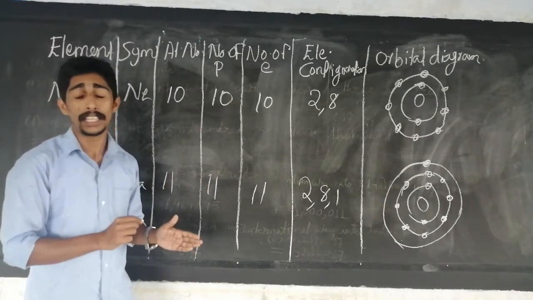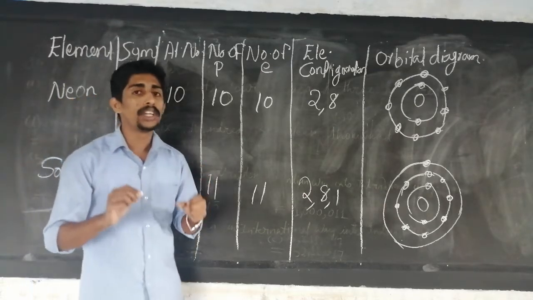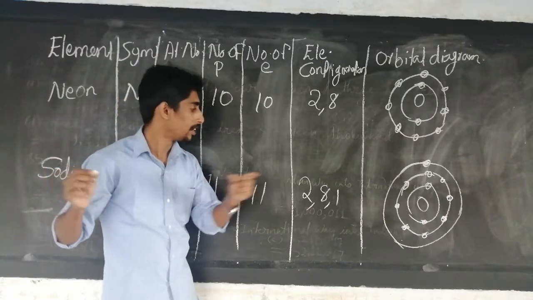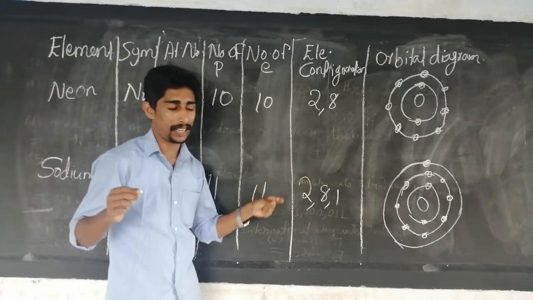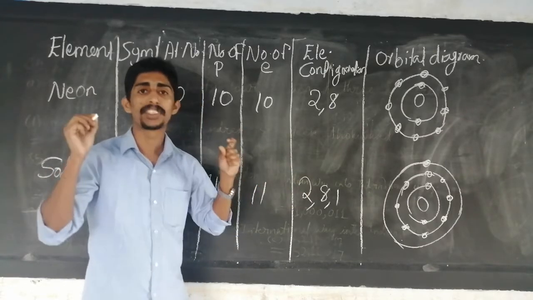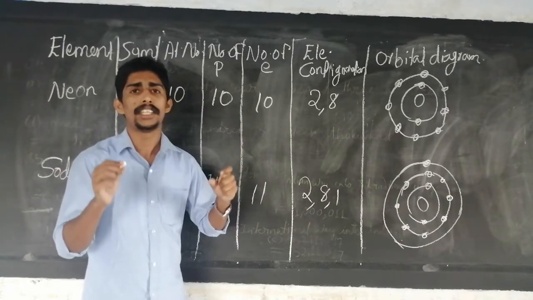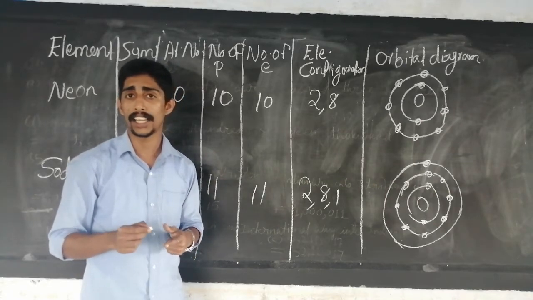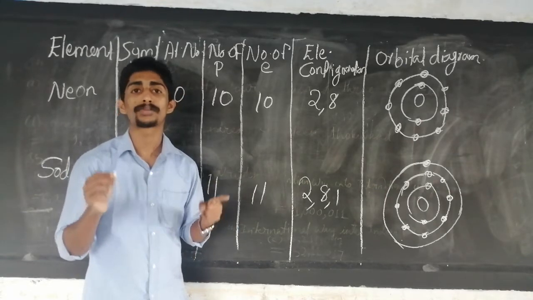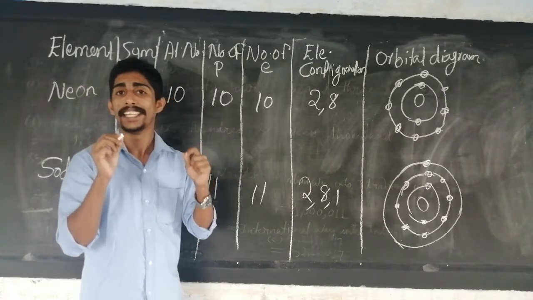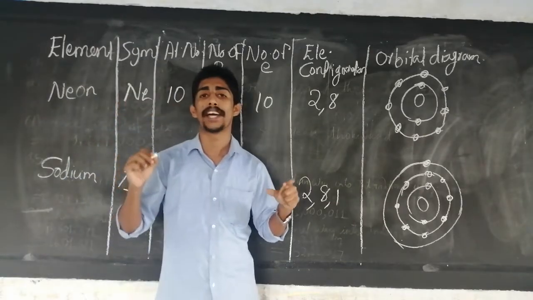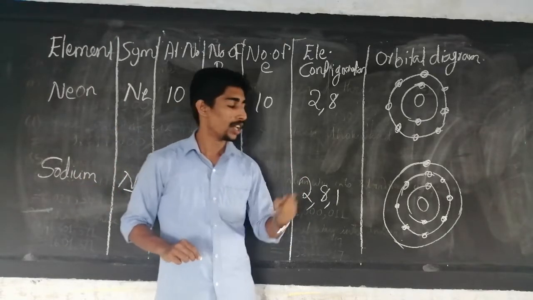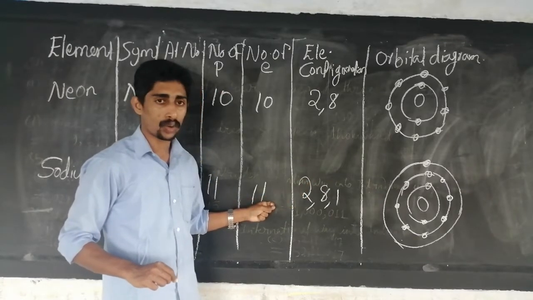Among those 11 electrons, 2 electrons will go to the first shell, means the K shell. So 2 electrons go to the first shell. Then how many electrons are remaining? 9 electrons. These 9 electrons, is it possible to accommodate in the second shell, L shell? No. Why? Because we already studied that the L shell, that means the second shell, can accommodate maximum 8 electrons.